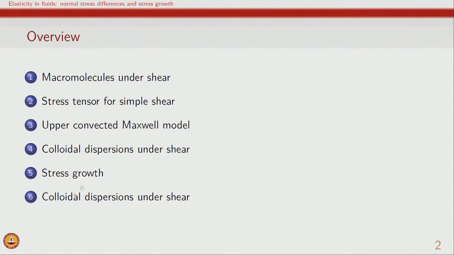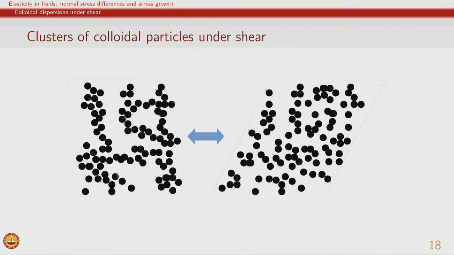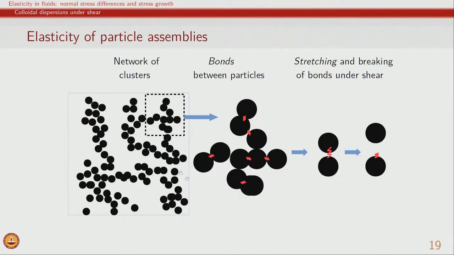In this segment of the course we will see how we define a material function based on stress growth experiments and look at the colloidal dispersion under shear. So, we looked at the idea that clusters actually break when we have shearing, and the particles can be thought of as bonded to each other because of the attraction between particles, and when shear is applied, the bonds between these particles can stretch and then break under some conditions. So, this is the underlying phenomenon which is influential in determining the overall rheological response of such a network of clusters.